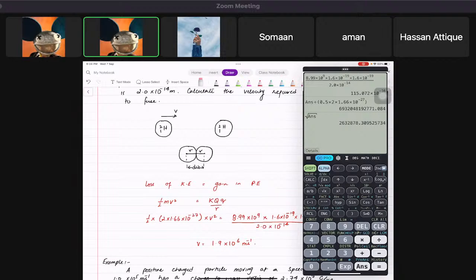Yes, sir. Yeah, probably my calculation is not correct here. Okay, let me correct this. This would be then 2.63 times 10 raised to power 6. Okay, done.